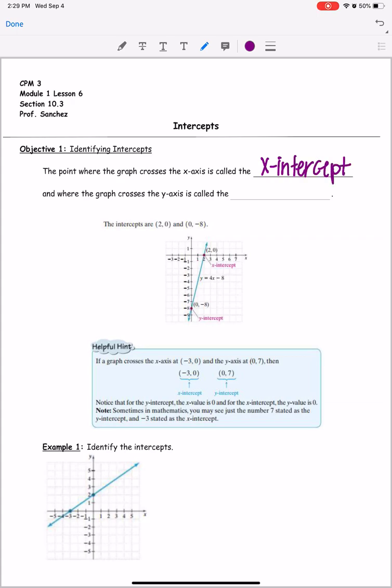So then likewise, where it crosses the y-axis is called your y-intercept. So you can kind of see here from your picture, your x-intercept is where it crosses this x-axis right here. And your y-intercept is where this graph is crossing the y-axis, which happens to be right here. So I'm going to go over this helpful hint here in just a second. That's going to make more sense if we actually do an example first.